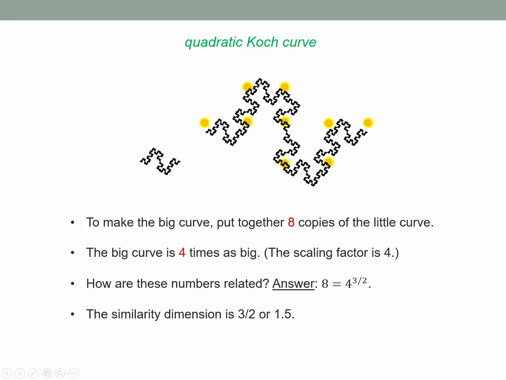Now, we have to ask ourselves, how are these numbers related? How is the number 8 related to the number 4? There's lots of ways to answer that, but we want to give an answer of the form: 8 is what you get by taking the number 4 and raising it to some power. And the only number that will work there is 3/2. That is to say, 1.5.